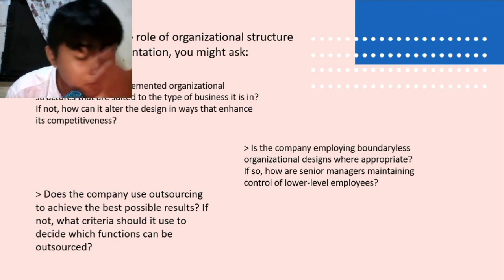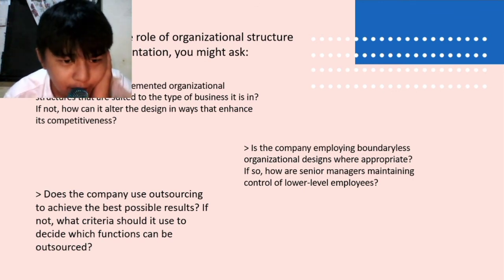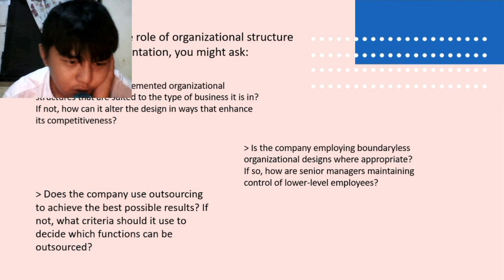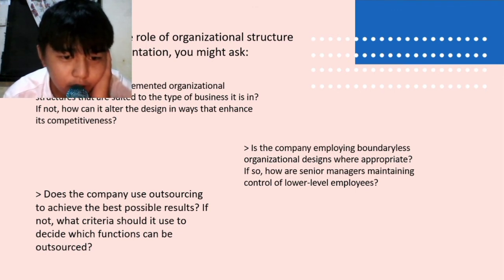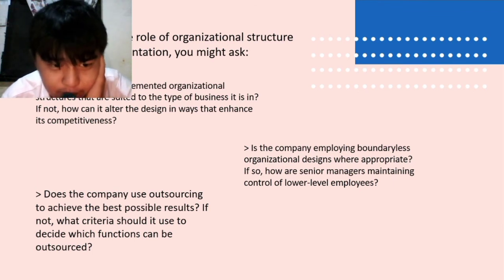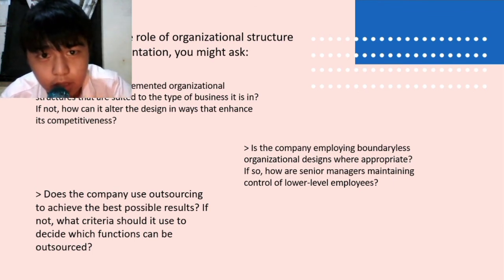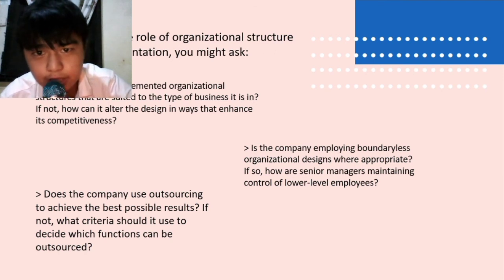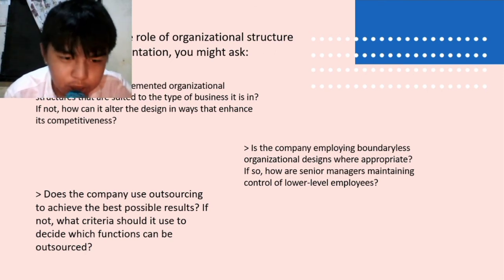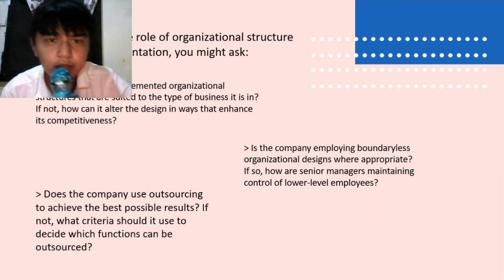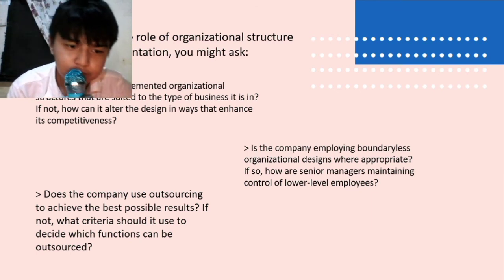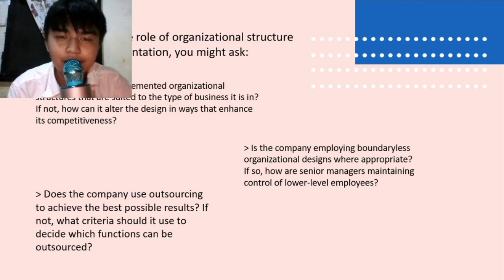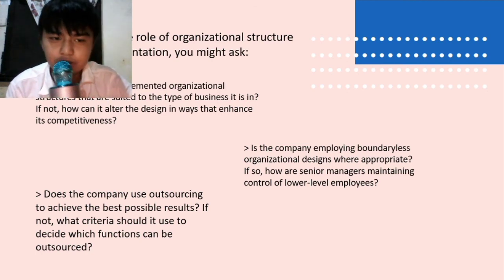Another thing to consider. Next, does the company use outsourcing to achieve the best possible results? If not, what criteria should be used to decide which functions can be outsourced? Outsourced, referring to the third parties that are not parts of the organization, and it's also a part of organizational structure since they will be performing specific functions. So when and what functions specifically can be suited to outsourcing.